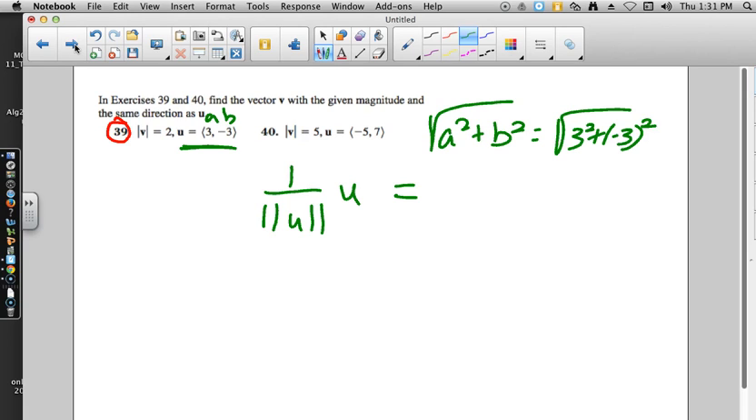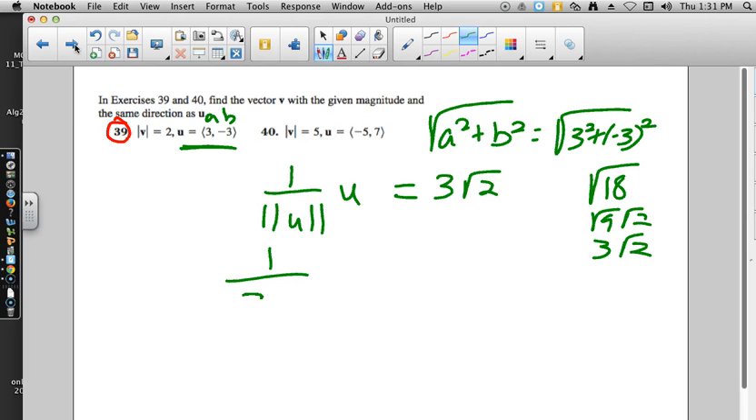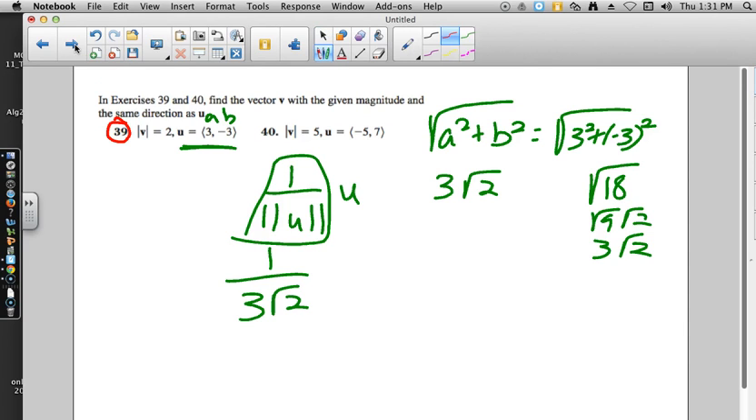So now, once we have that square root of 18, it's really hard for me not to want to rationalize that. So I'm going to go ahead and change that square root of 9, square root of 2 into 3 square roots of 2. So there's our magnitude. So we'll have 1 over 3 square roots of 2. Let me take that equals off there because I'm going to do this in pieces. So this is my 1 over the magnitude of u, and I need to take that times the original vector. And that will give me my unit vector.